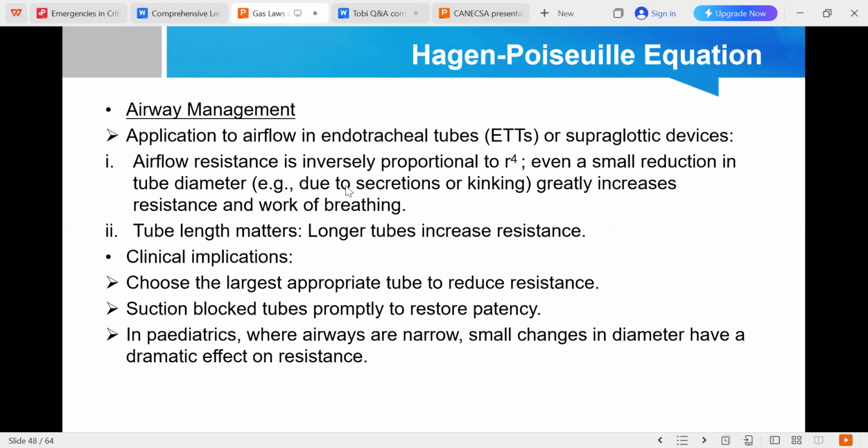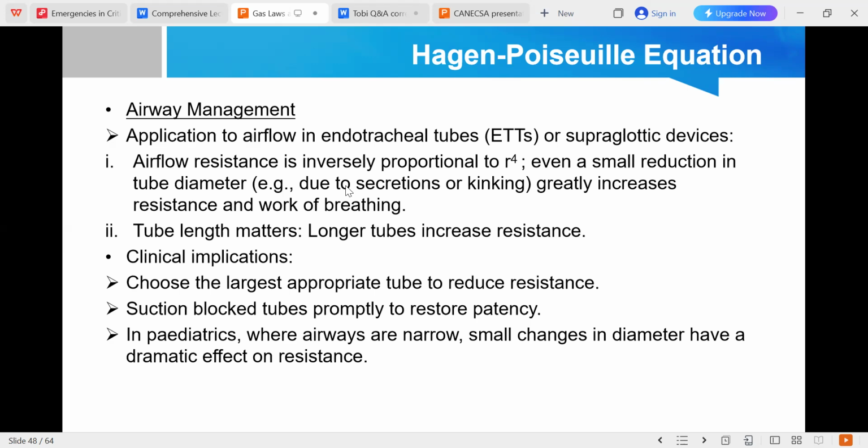Airway management, application to airflow in endotracheal tubes. Airflow resistance is inversely proportional to the radius raised to the power 4. So a small reduction in tube diameter, maybe due to secretions or kinking, can increase resistance and work of breathing. And sometimes you will see the peak airway pressure of your ventilator increases.